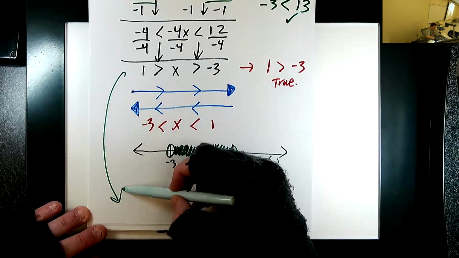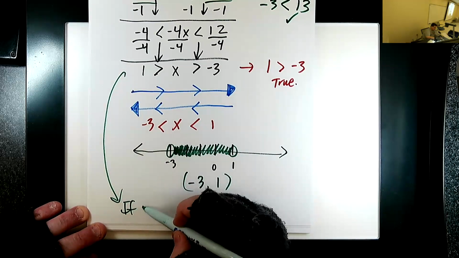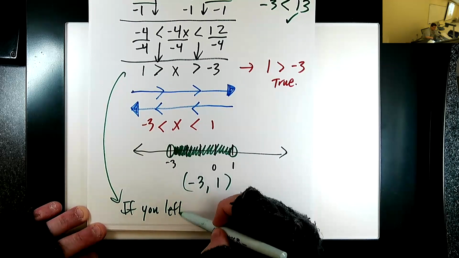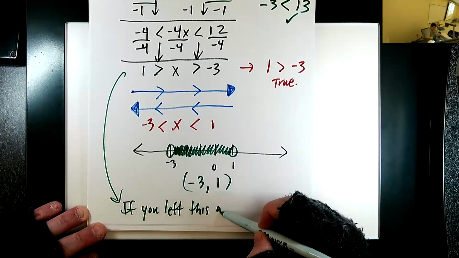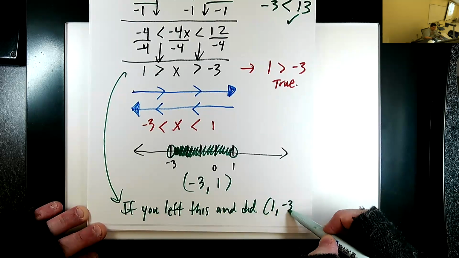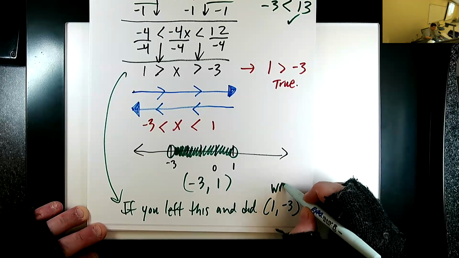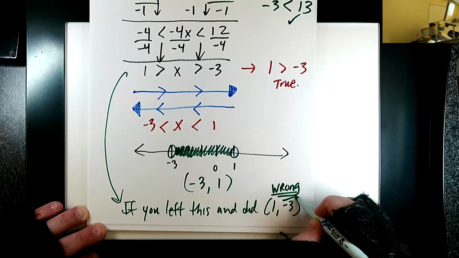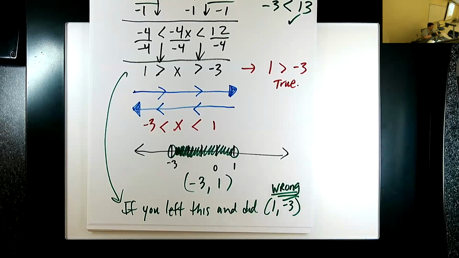If you left this and did 1, -3, that is flat out wrong. Interval notation is always lower number, comma, higher number.